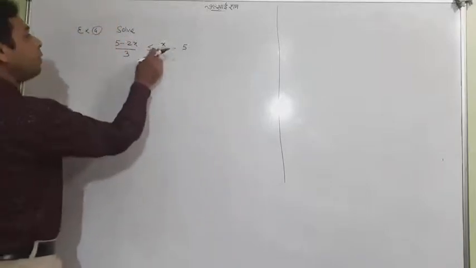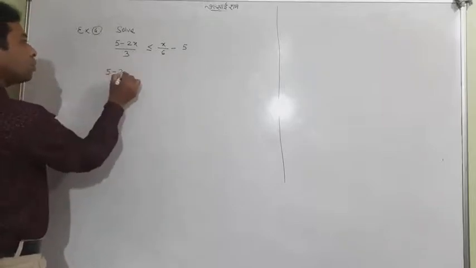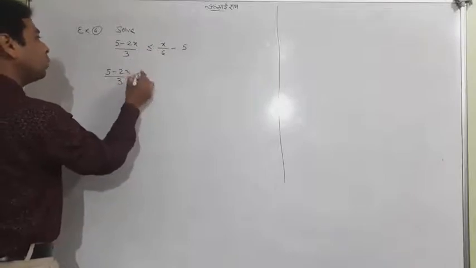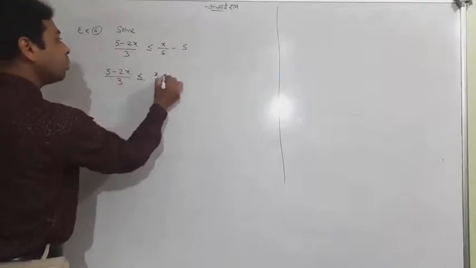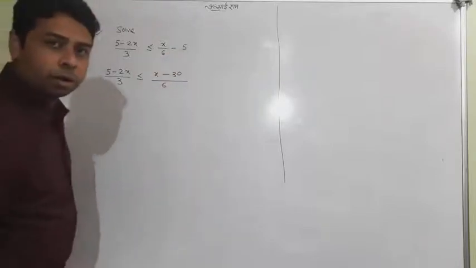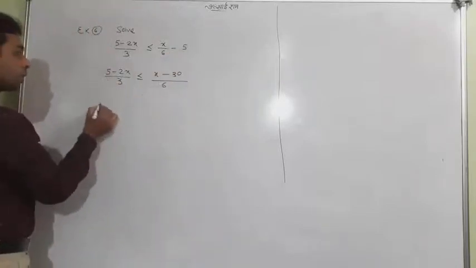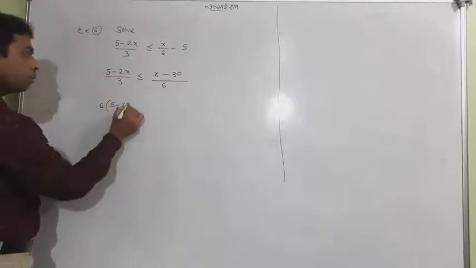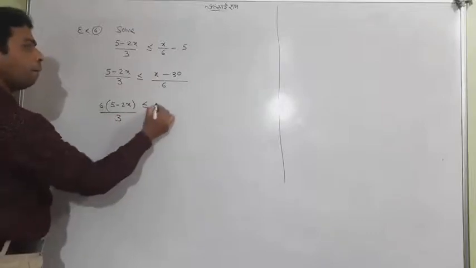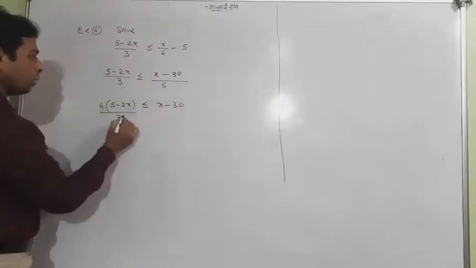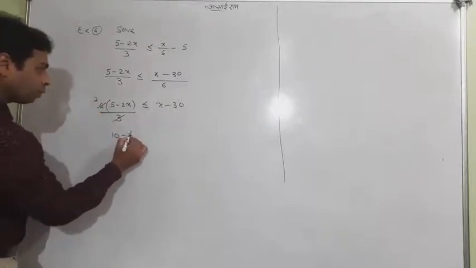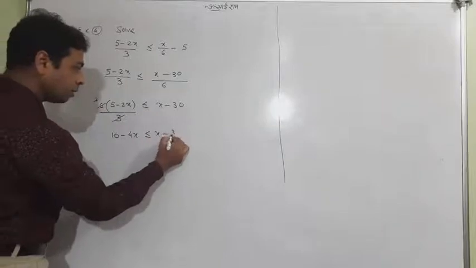I will do the same. We transfer (5 − 2x)/3 minus x/6. You can take the LCM here: x minus, this is 6, so x minus 30 will be there. Now transfer the 6 here, and keep the 3 here, because you should know the 3 and the 6 cancel, giving 2. Now I multiply 2 inside the bracket: 2 fives are 10, 2 twos are 4x, and it is x minus 30.